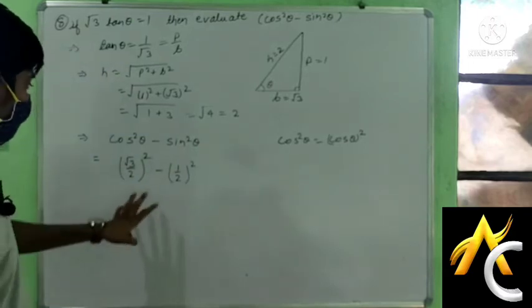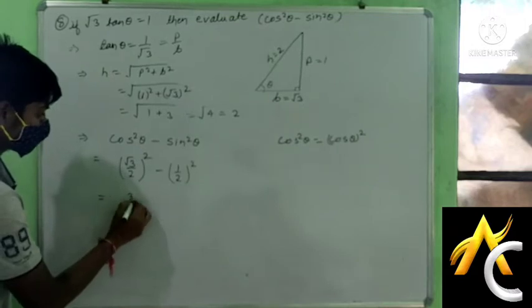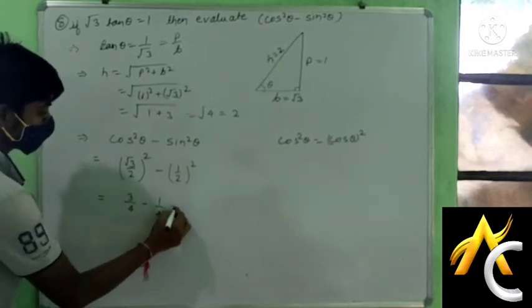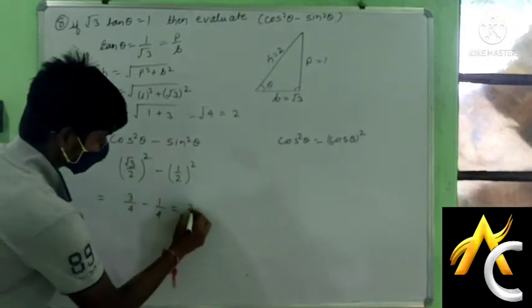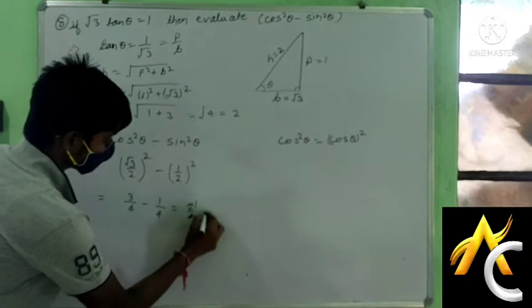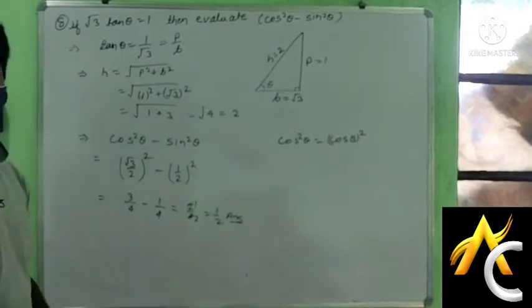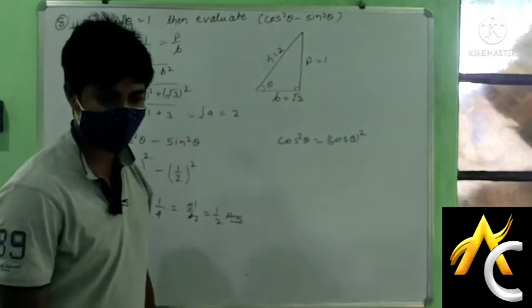Okay. Now we are going to solve it. It is simple. Root 3 square becomes 3, 2 square 4, minus 1 square 1, 2 square 4. Again it will be 3 minus 1, that is 2 by 4, which becomes 1 by 2. This is your answer. Simple. आसान है ना सर? देखने में हार्ड लगता है केवल, है कि नहीं?